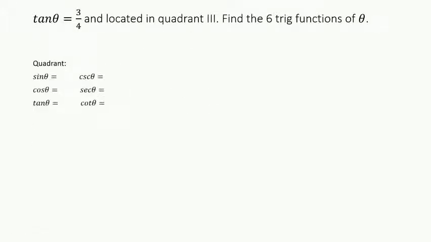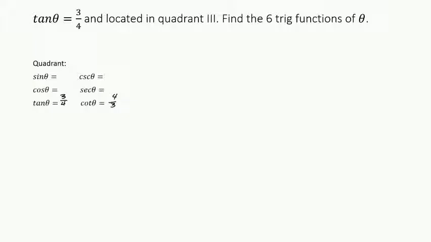So this is the simpler of the two, and it's telling us that the tangent of theta is 3/4 and theta is located in quadrant 3. So find the 6 trig functions of theta. So it's telling us that the tangent of theta is 3/4. So down here we can go ahead and plug that in as 3/4, and therefore we also know the cotangent, which is going to be 4/3, since that's just the reciprocal.